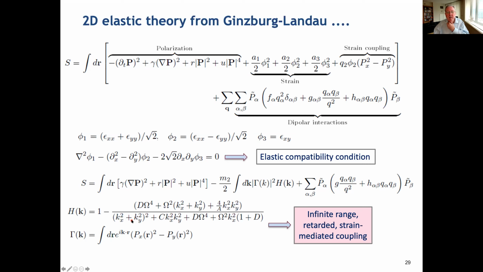And here I've kept dynamics. So omega is frequency and k is momentum. But you notice, as before, there are as many powers of momentum in the numerator as there are in the denominator. And this produces an infinite range, but actually in this case, retarded and strain-mediated coupling. That has some interesting consequences, particularly the fact that it's retarded.